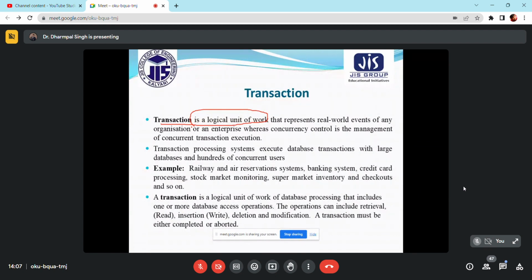The transaction is the logical unit of work that represents the real world event. So transferring the money from account A to account B is the real world event of any organization or enterprise. That is one part, whereas concurrency control is the management of concurrent transaction execution. So what is the meaning of this line, concurrency control and concurrent transaction? Anyone? If you remember the first class of the DBMS, I said that at the time of the transaction, I can ask what is the meaning of concurrency and what is the meaning of concurrency control. Anyone remember?